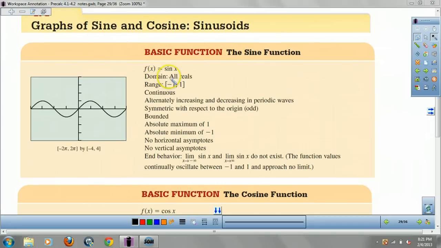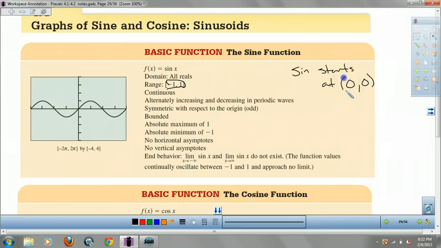The sine function. Range from -1 to 1, domain all reals, no asymptotes, it is bounded. Here's the thing you need to know about sine. Sine starts at 0, 0. That's the only noteworthy thing right here. And then it repeats and it goes between 1 and -1. We're going to talk about all that stuff later.